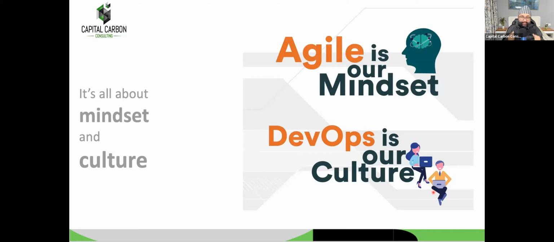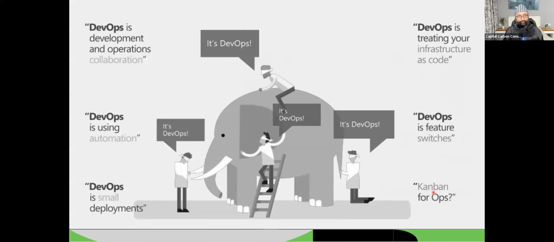Agile is our mindset. Agile is what we want to do. And DevOps is our culture. DevOps is how we want to do it. That is the underlying thing that we are talking about here.